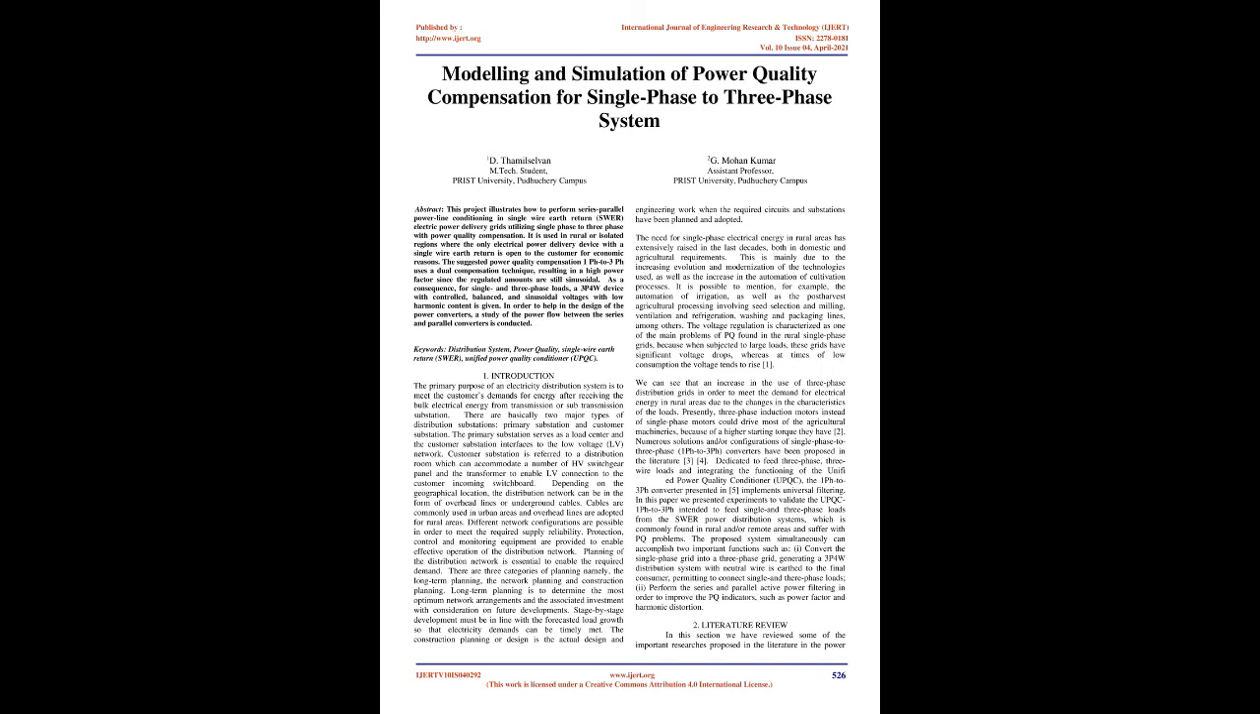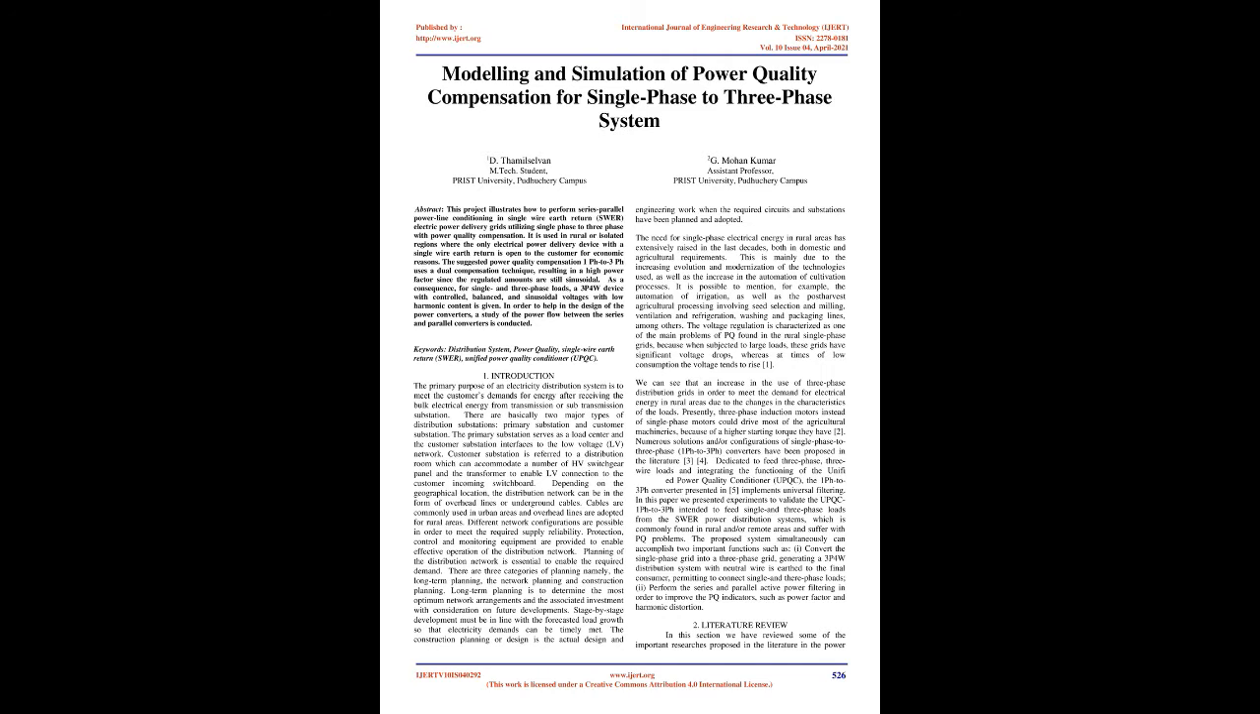1. Introduction. The primary purpose of an electricity distribution system is to meet the customer's demands for energy after receiving the bulk electrical energy from transmission or sub-transmission substation. There are basically two major types of distribution substations, primary substation and customer substation. The primary substation serves as a load center and the customer substation interfaces to the low voltage, LV, network. Customer substation is referred to a distribution room which can accommodate a number of HV switchgear panel and the transformer to enable LV connection to the customer incoming switchboard.